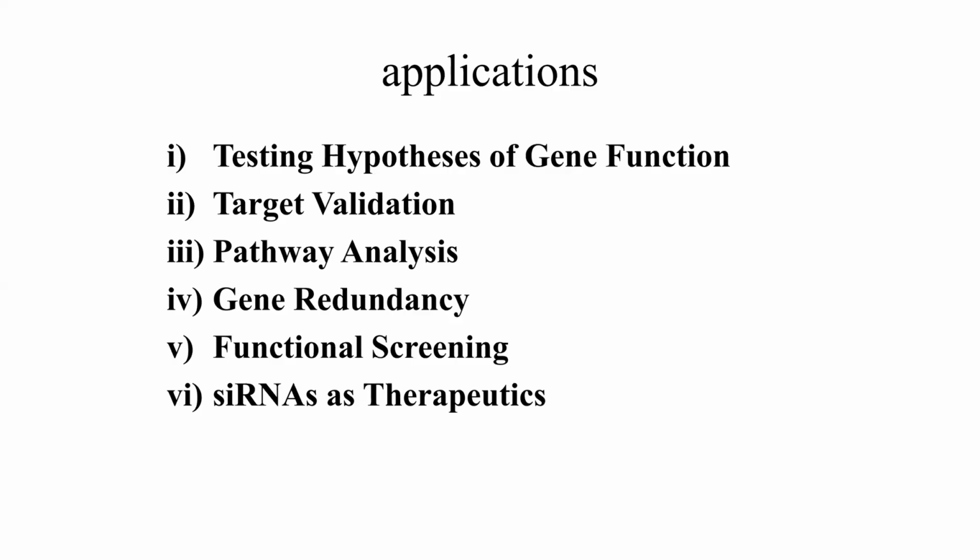And then second, target validation. For example, if you want to design a drug or vaccine, maybe you have an idea that this particular protein is essential for the survival of a particular parasite. So you can target the messenger RNA of that particular protein, silence it, and see if that particular parasite will survive.